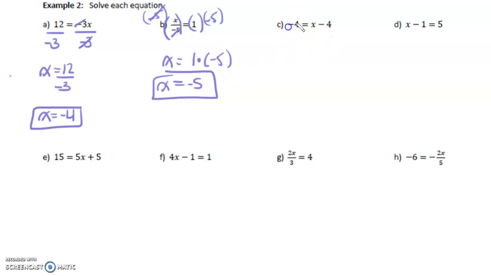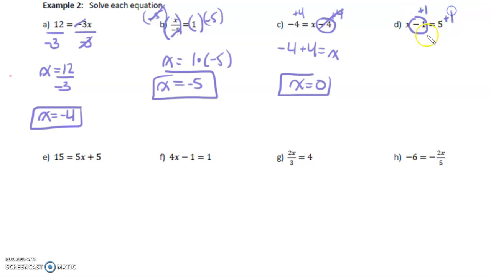Okay, negative 4 equals x minus 4. We have to get this negative 4 away from the x, so we're going to add 4 to both sides. Those cancel. We have negative 4 plus 4, which gives us 0. Next, x minus 1 equals 5. The opposite operation of minus 1 is going to be plus 1. So we're going to add 1 to each side. And we're left with x equals 5 plus 1, which is x equals 6.